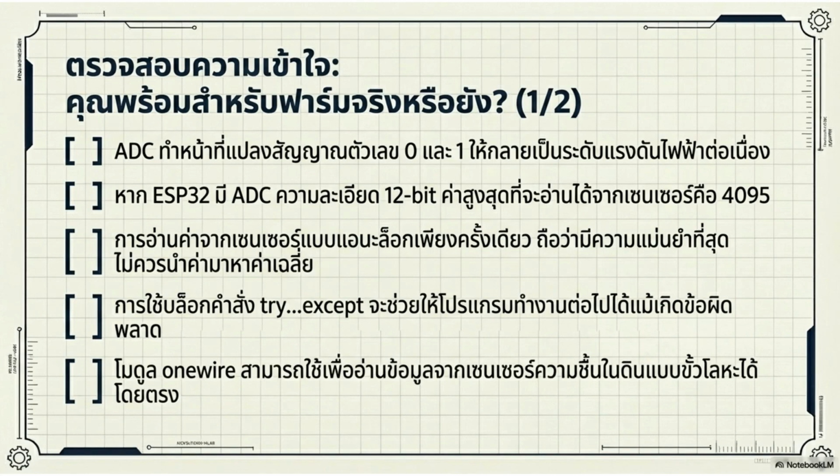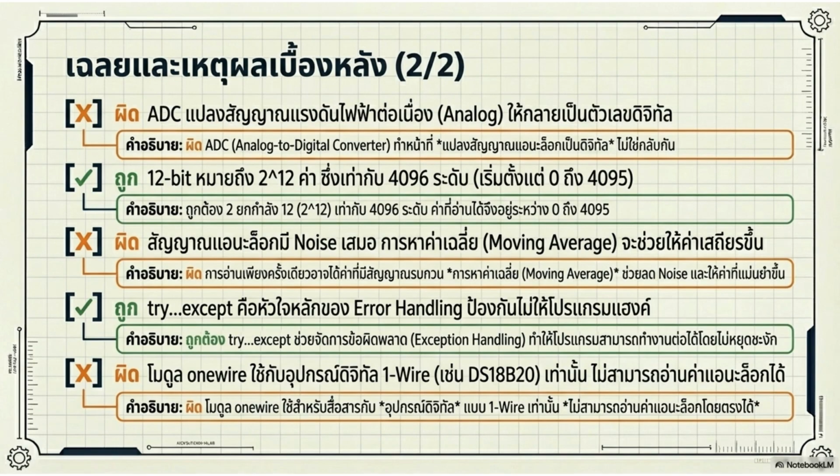Now let's check your understanding. Consider these 5 statements related to building a stable IoT farm system. Here are the answers and explanations. The ADC converts analog voltage to digital. 12-bit resolution gives 4,096 levels. Moving average is needed for analog noise, and try except is key to error handling. The one-wire module is only for digital one-wire sensors.